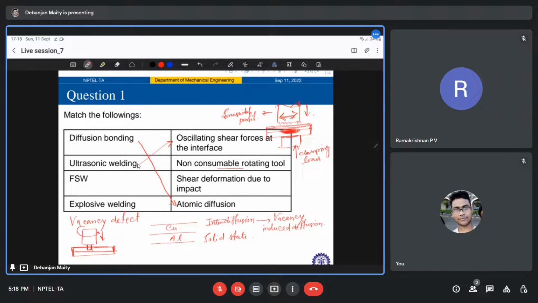Due to rotation and plunging force action, there can be some mechanical intermixing between the materials, and obviously there can be some localized melting, sometimes, due to high temperature generation. So these are the keywords of friction stir welding: there can be mechanical intermixing, localized melting, and intermetallic formation also because of diffusion happening.